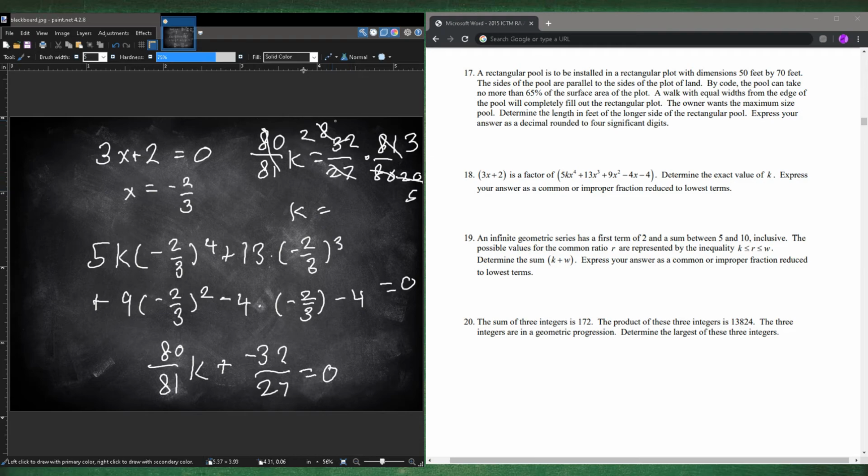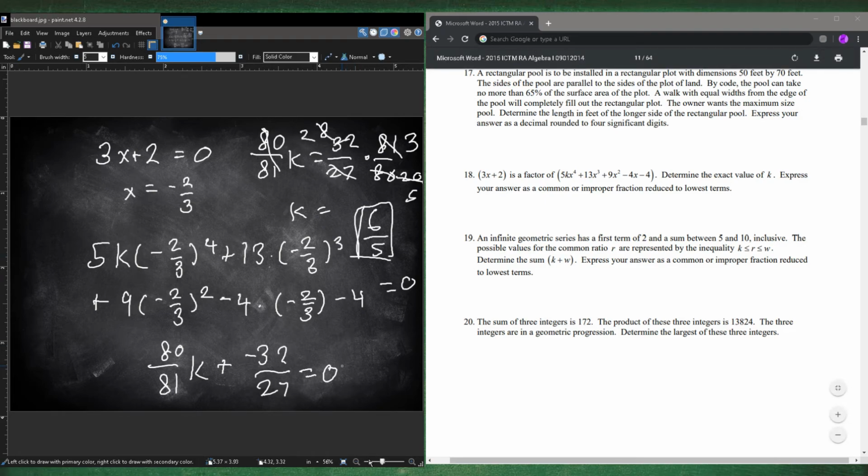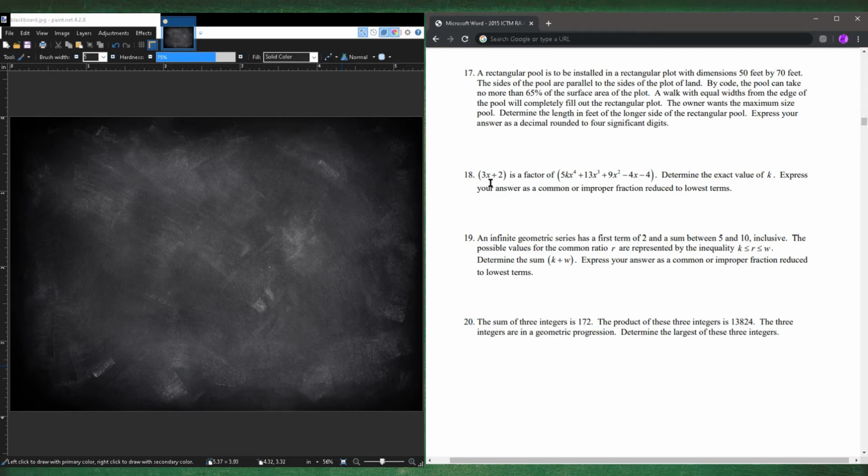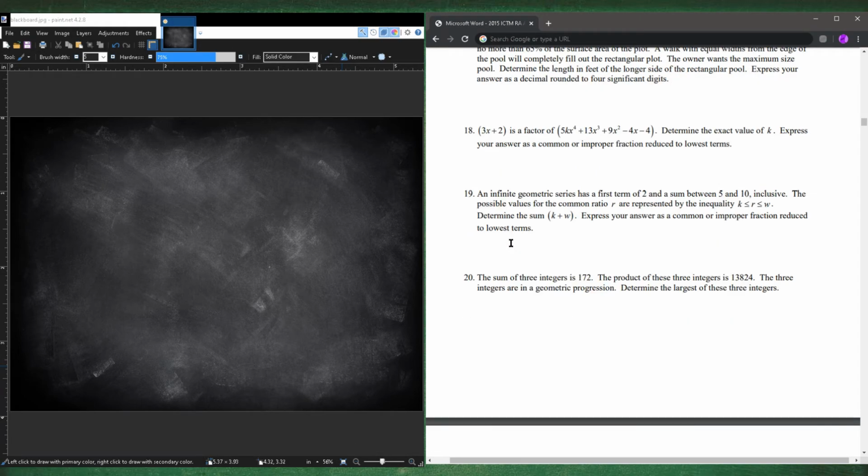So 3 times 2 is 6, and we have a 5 on the bottom. So our answer for k is 6 over 5, which is number 18. Okay, I mean number 18, right? 6 over 5 is number 18.